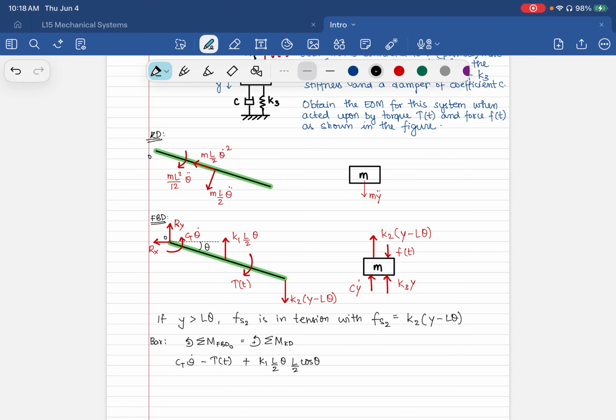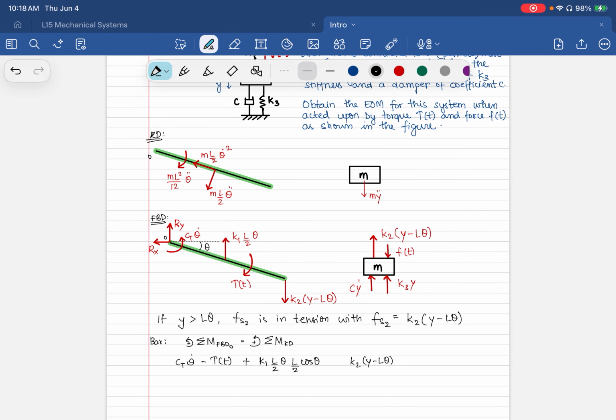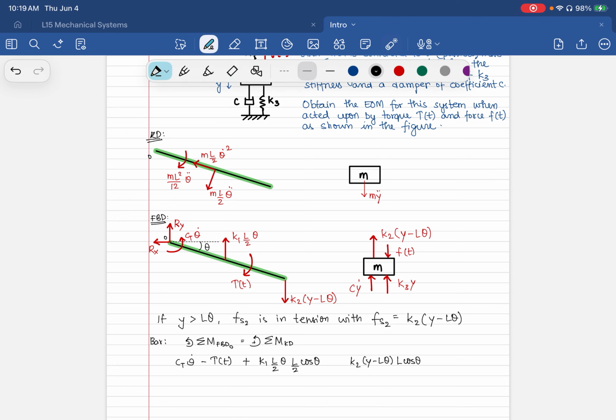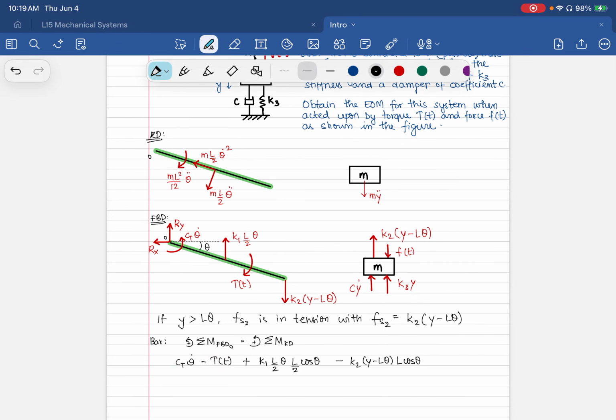So it is K2 times (y minus L theta). What is the moment arm length? It is L cos theta. And is it positive or negative? It is R cross F. It's in this direction, that is opposed. It's minus. Accounting for this, this, and this, and this, we have everything in the free body diagram.